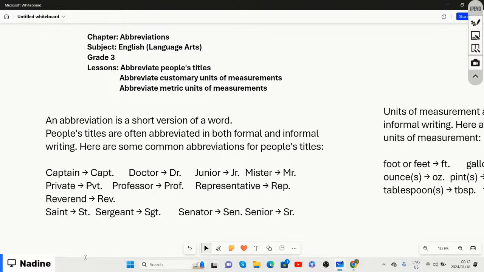We said, for example, doctor, right? We shorten doctor as DR. And after every abbreviation of people's titles, we need to put a period.